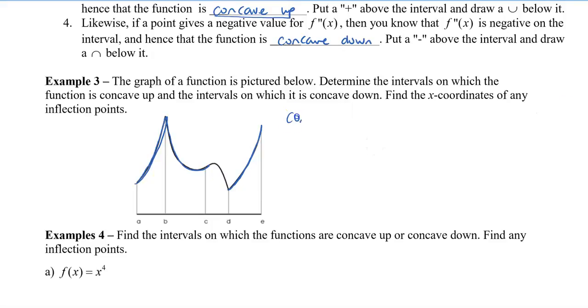All right, so it is concave up when x is less than A. Oh, sorry, what am I saying? From A to B, and then also from B to C, and then finally from D to E. Okay, then we can see this one point is concave down from C to D.